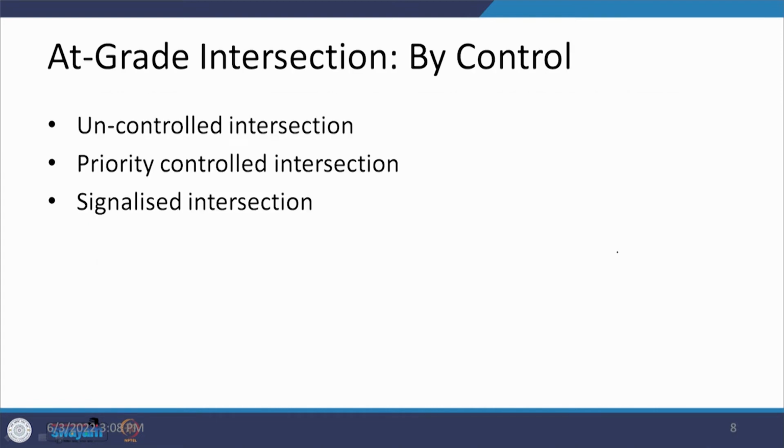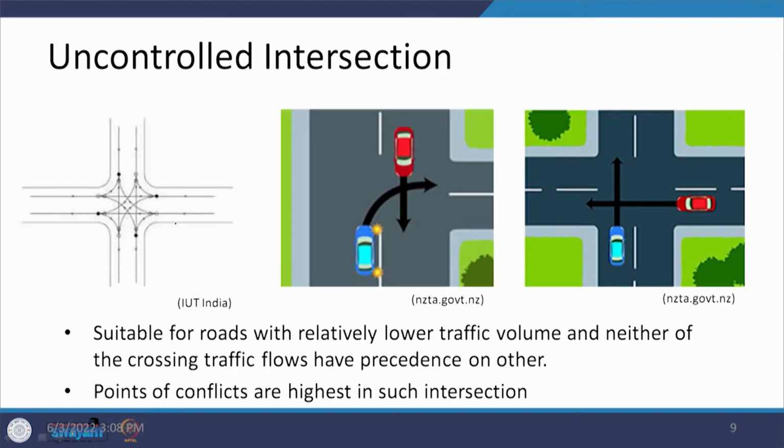Then this is by control. So, by control is like again there is no control. That is one case. Priority control and signalization are the other things which may be there. Priority control and all those we have discussed previously too. Let us look again at all of those cases. So, this is the no control condition.